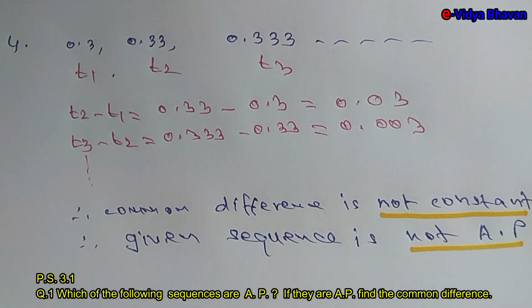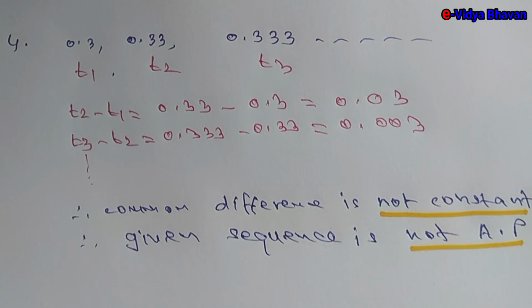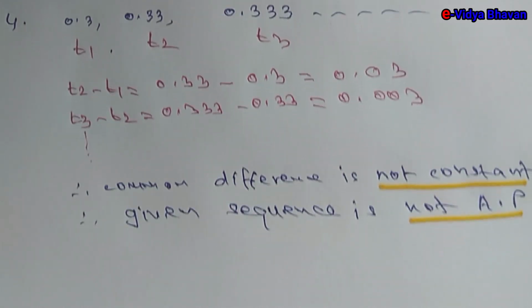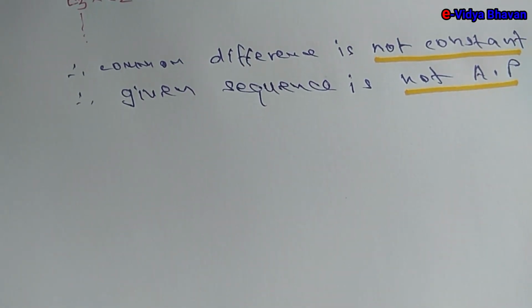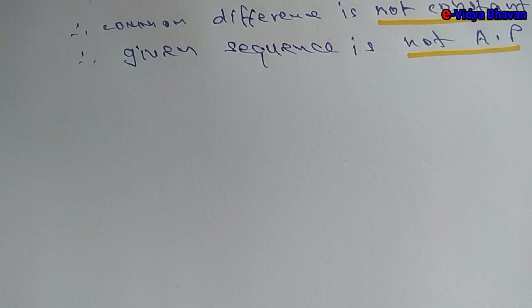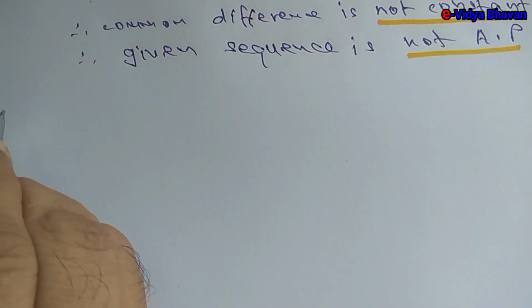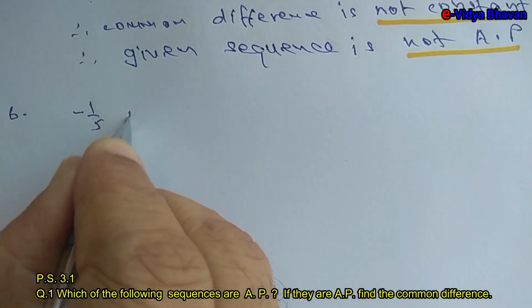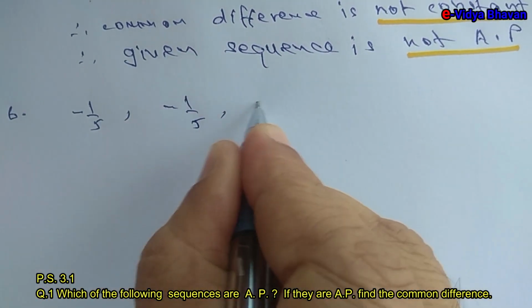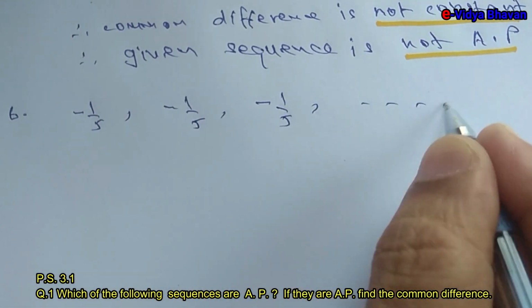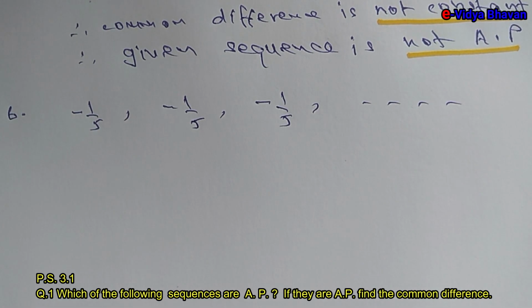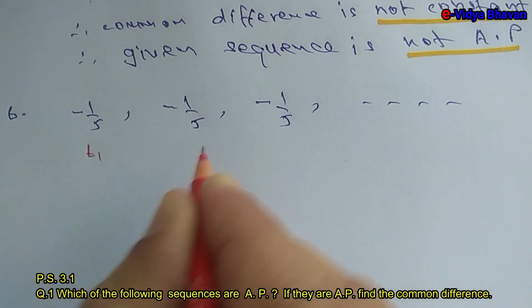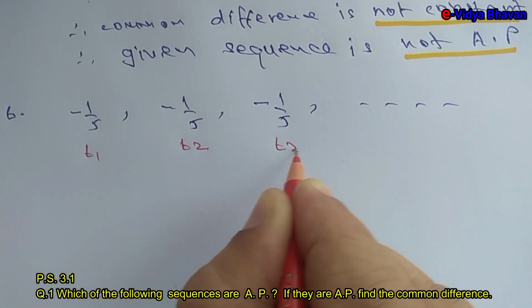Now we can further take more examples. Let's see the example number 6. We take it: minus 1 upon 5, minus 1 upon 5, minus 1 upon 5, and so on. Again, we want to prove the same thing, that the sequence is in AP. So let us term the first term as T1, second term as T2, third term as T3, and let's take the difference.